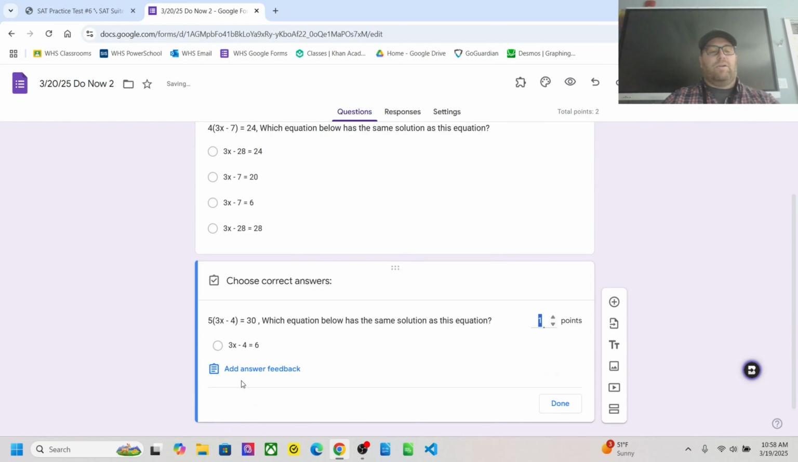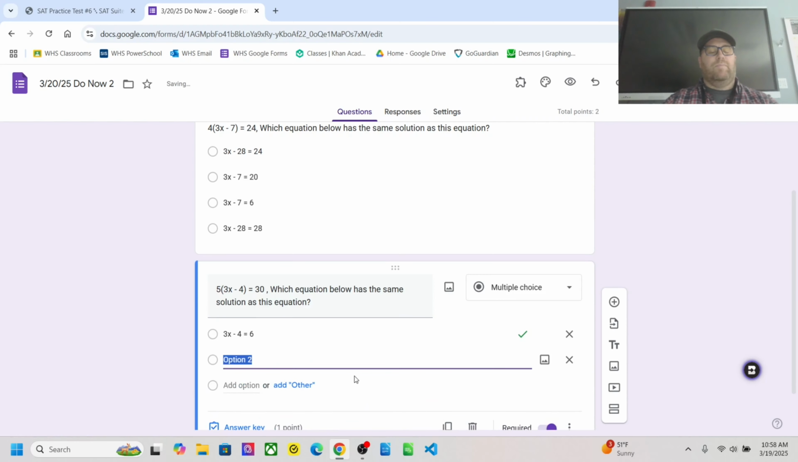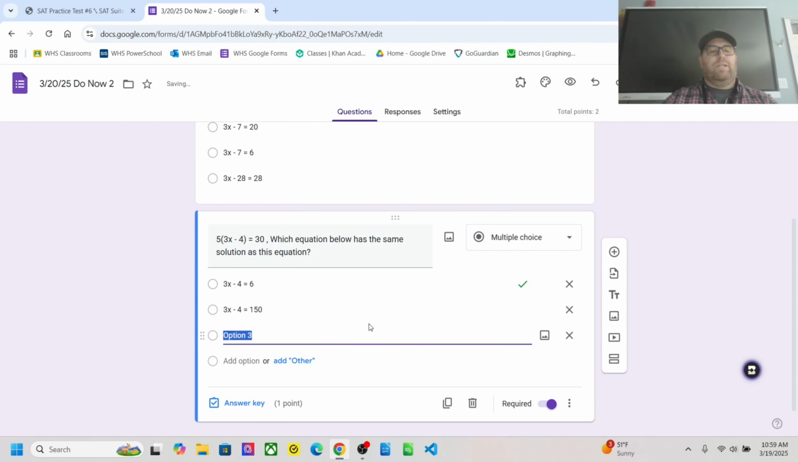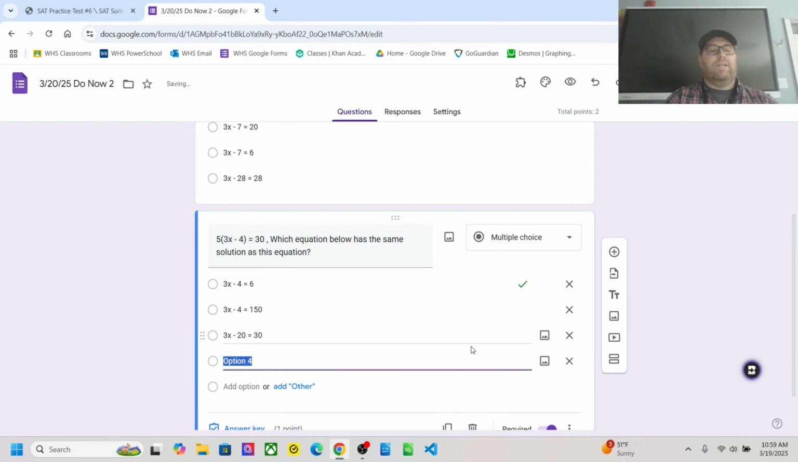Okay, so we've got our correct answer. We're going to mark it correct, and then we're going to come up with some other answers. Let's say we multiplied both sides by 5. That could be a variant. So we do 3x minus 4 equals 150. Let's go down here. Now let's multiply it only by the second one. So 3x minus 20 equals 30. And the next one, let's do 3x minus 20 equals 35.